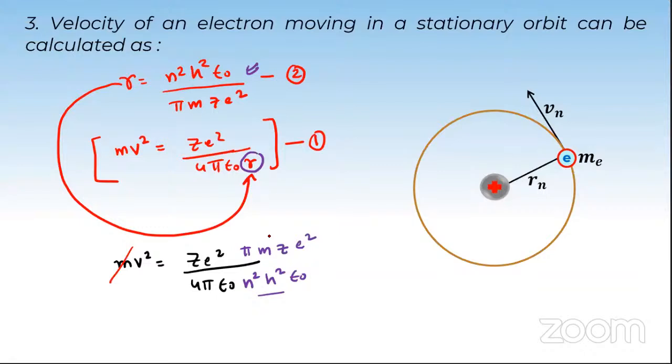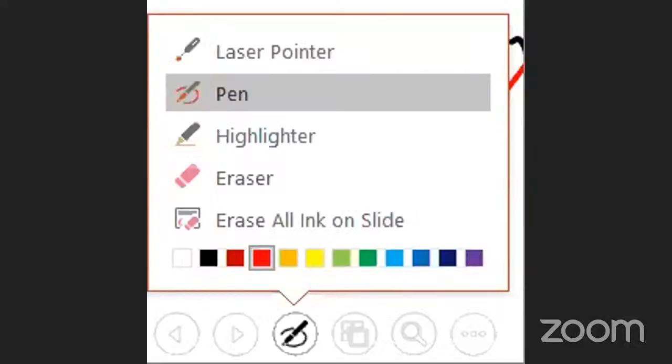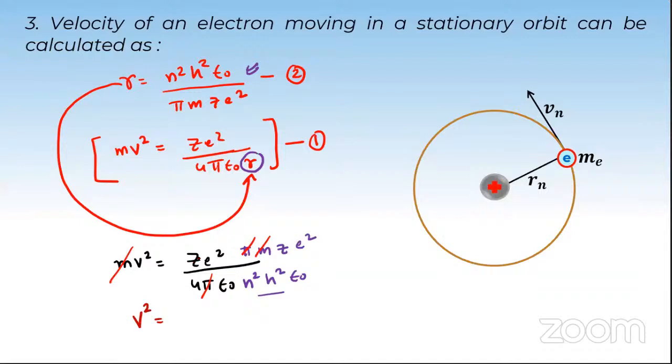I can cancel m. I can cancel pi. Okay. Anything else? Can I cancel? No, I cannot cancel. Z is here. Okay. No, nothing is going to get cancelled here. Therefore, I can write v square is equal to z into z becomes z square, e into e square becomes e raised to 4 divided by 4 as it is, n square into h square, no problem. And 4 as it is written, epsilon and epsilon becomes epsilon naught square.